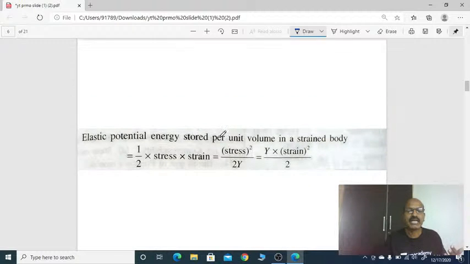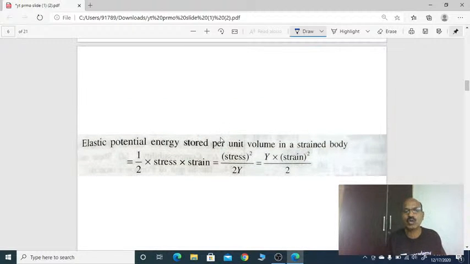Now, elastic potential energy stored per unit volume in a strained body. Suppose a spring, when we apply the force, the work done to elongate the spring is stored in the form of potential energy. That's only elastic potential energy. Stored per unit volume it is half into stress into strain.